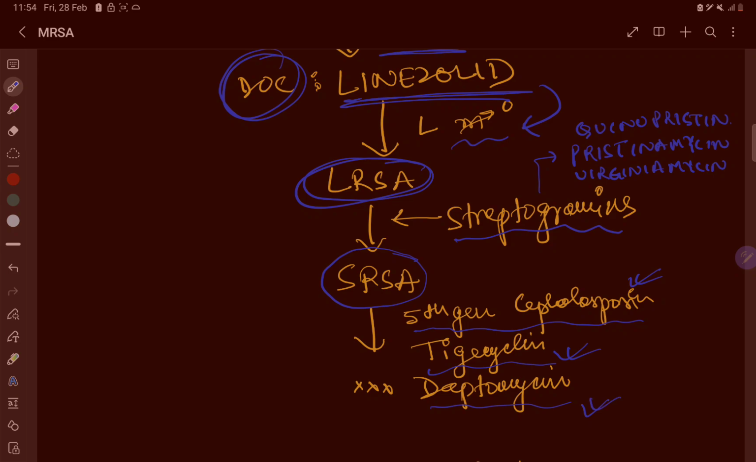Okay, now what are the 5th generation cephalosporins? It is ceftaroline and ceftobiprole.